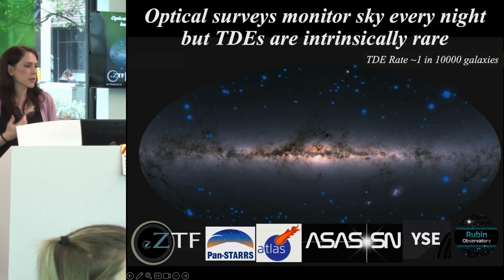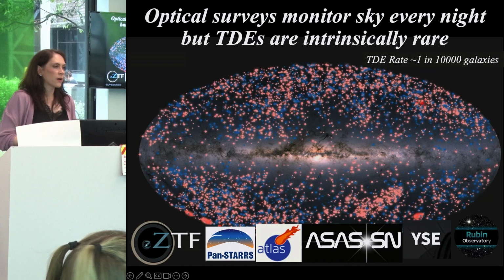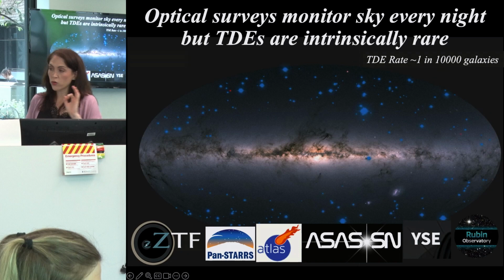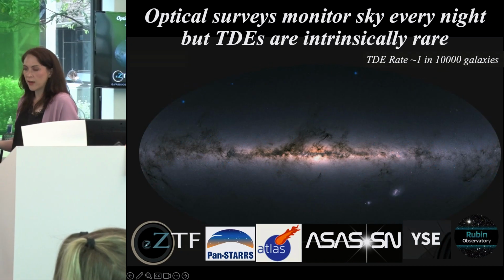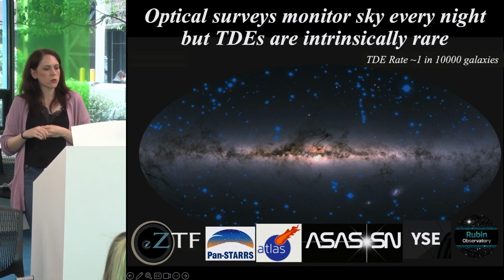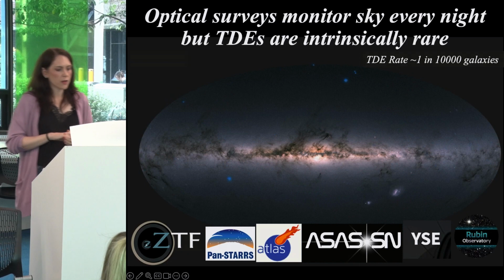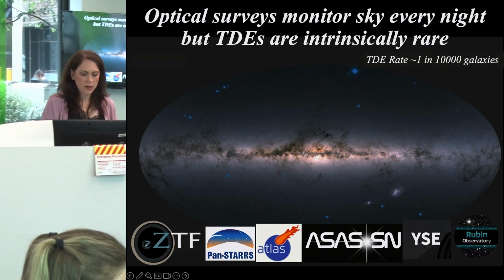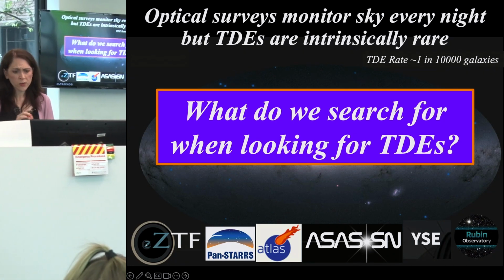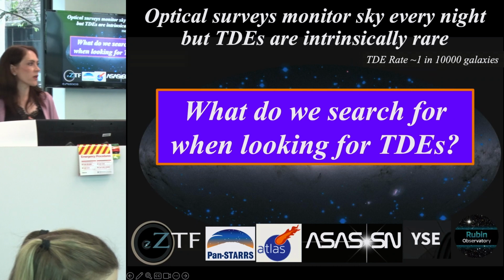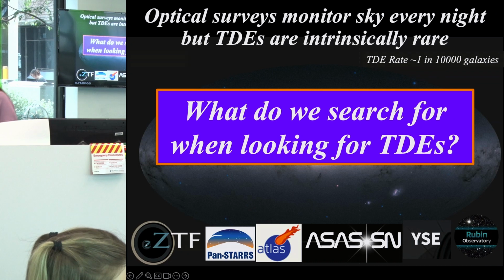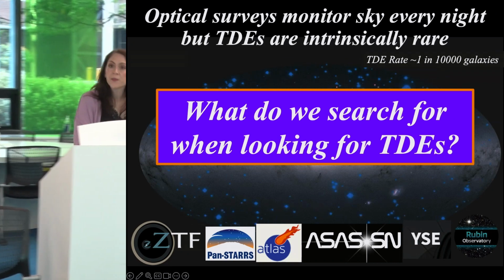And these surveys publicly announce these discoveries, allowing us to follow them up. However, while these surveys are very good at detecting supernova, so stars that are at the end of their life and explode, it's much more difficult to detect a tidal disruption event because they're intrinsically rare, right? They only occur once in every 10,000 galaxies. And so the question you may have is, what do we search for when we're trying to find these tidal disruption events? Well, the first thing that we need to know is what are the things that are not tidal disruption events, right? Yep, of course, sorry.